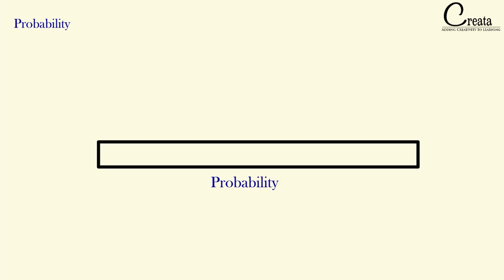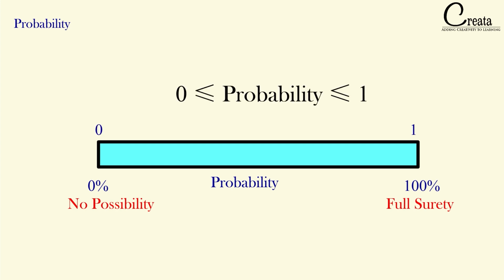Probability lies from 0% to 100%. It cannot cross 100% and it cannot be negative. So probability is from 0 to 100%, or in simple terms, without the percentage, the probability is from 0 to 1. Here 0 means 0%, 1 means 100%. We have simply removed the percentage. So you have learned about the basic fundamental.